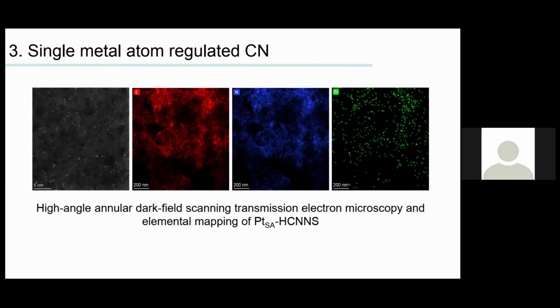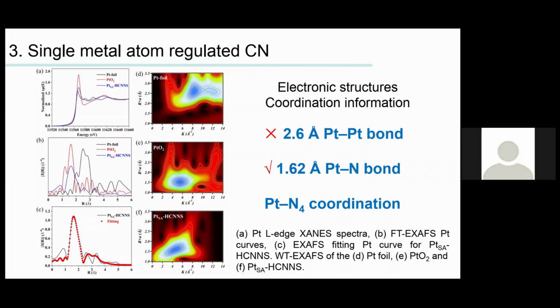The detailed electronic structure and coordination information was also investigated. The peak corresponding to the metallic platinum-platinum bond was not observed. Instead, the main peak at 1.62 angstrom was detected, which can be assigned to the platinum-nitrogen bond. Based on the fitting results, a single platinum atom was coordinated with 4 nitrogen atoms.